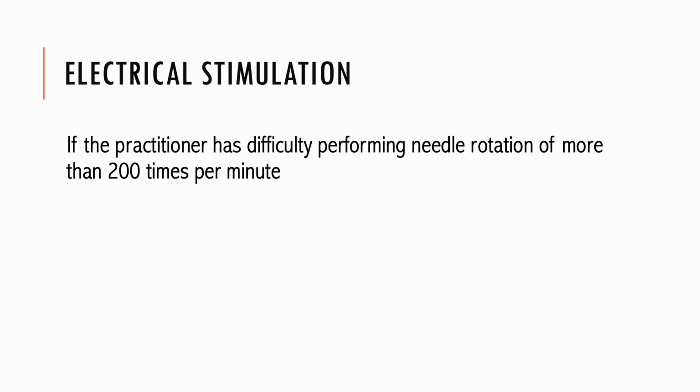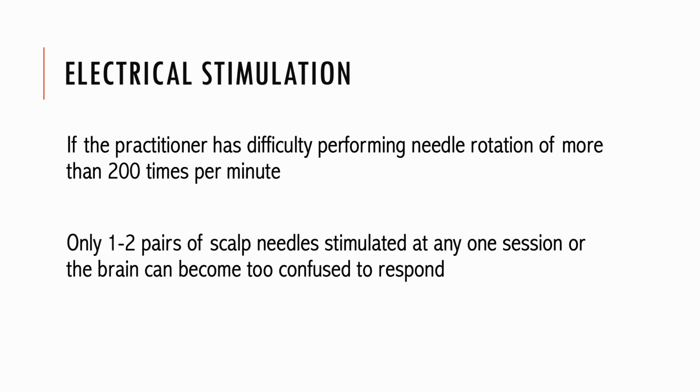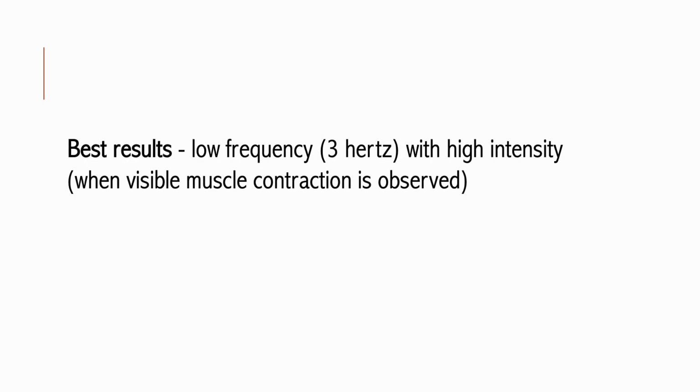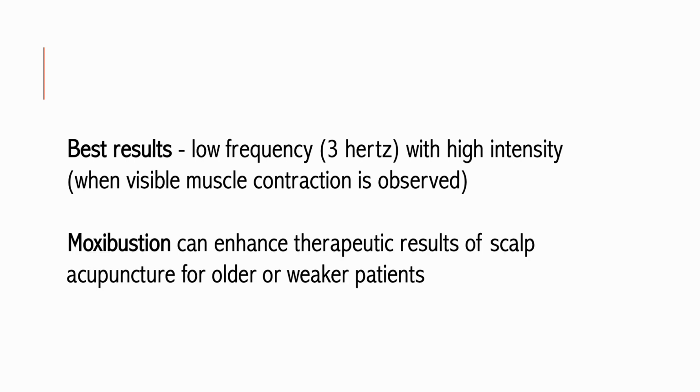Electrical stimulation is very helpful if the practitioner has difficulty performing needle rotation of more than 200 times per minute. It is suggested that only 1 to 2 pairs of the scalp needles be stimulated at any one session, or the brain can become too confused to respond. For electrical stimulation in body acupuncture, fewer than 4 needles should be stimulated in each limb. Best results are achieved by applying low frequency, for example, 3 Hz, with high intensity, for instance, when visible muscle contraction is observed. Moxibustion can enhance the therapeutic results of scalp acupuncture, especially for older or weaker patients.